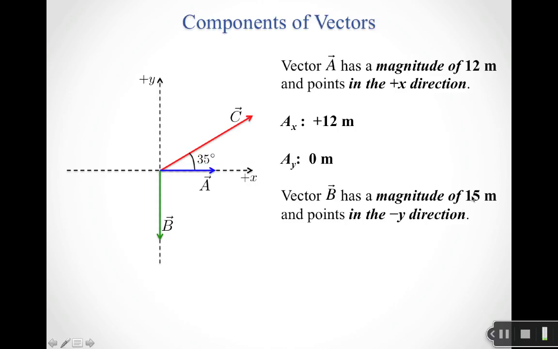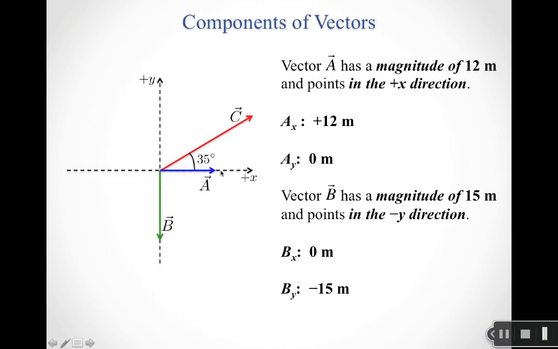If we look at vector B, it has a magnitude of 15 meters and points in the negative y direction. The fact that it lies along the y-axis means it doesn't point left or right at all, so the x component of vector B has to be 0. All the magnitude, all 15 meters of vector B, has to be in its y component. That y component will be negative because vector B points downward. So the y component of vector B is negative 15 meters.